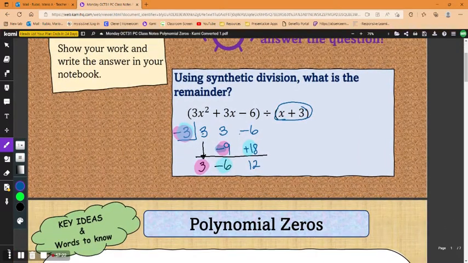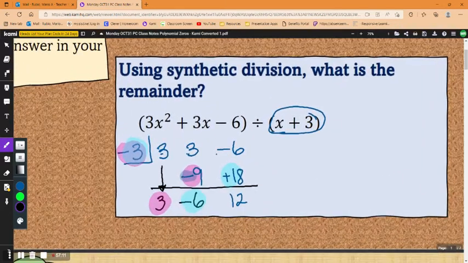So how do I know which was which? How do I know which ones are my x term, my constants, my remainders? What if there's an x squared? I don't know. How do I figure that out? Well, here's what I know for sure. Let me make this larger.